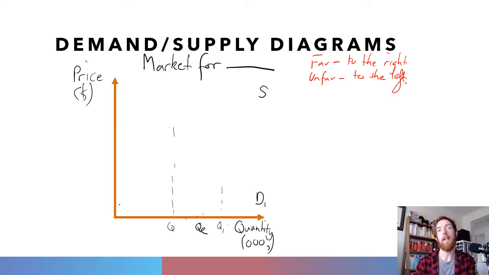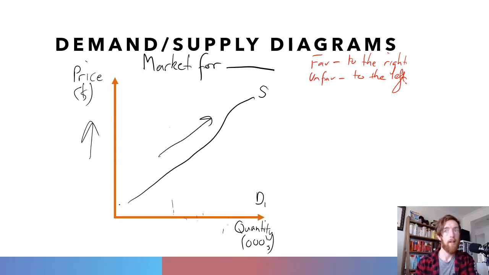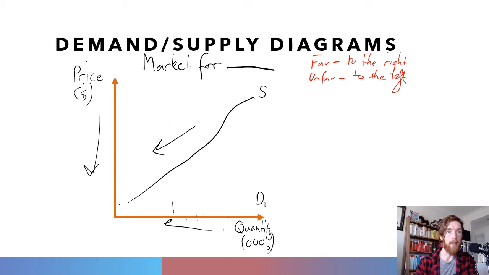Then if we look at supply, we've got our upward sloping line. When the price increases, there's an expansion of supply because we move up the line. Suppliers want to supply more when the price is higher because it's more profitable. And then when the price decreases, there is a contraction of supply because they want to supply less because it's not as profitable for them overall. And so those are the key things for straight up demand supply diagrams.